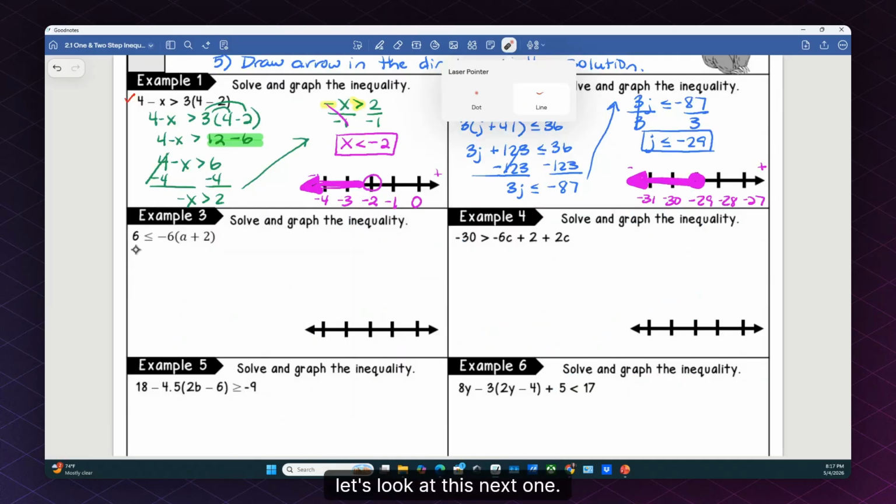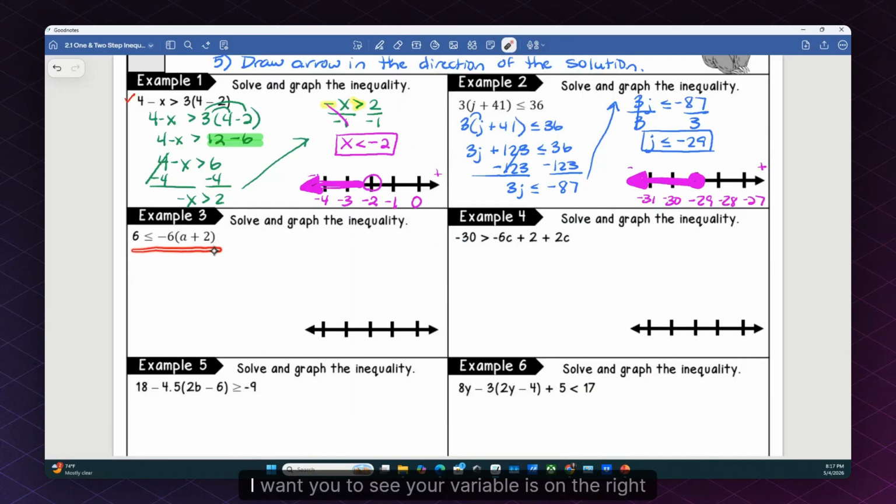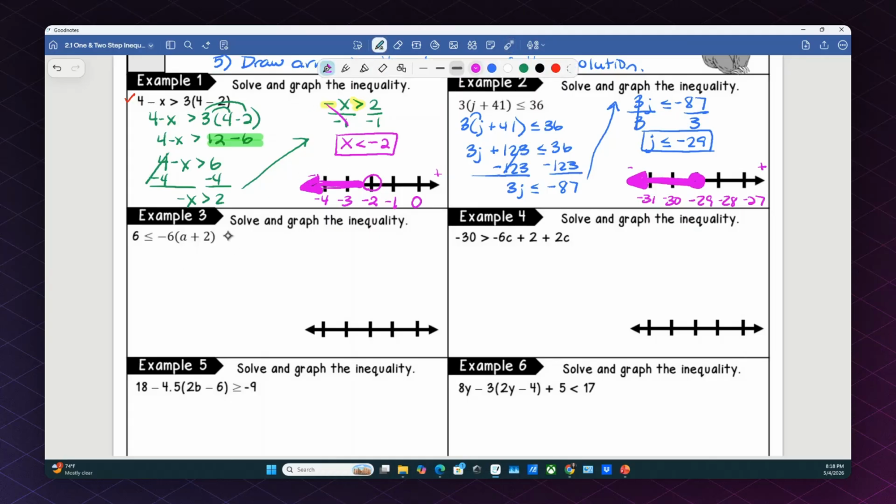Okay, let's look at this next one. I want you to see your variable is on the right of the inequality. We're going to need to look at this just a little bit differently. Now, when I see it on the right-hand side and the left-hand side doesn't have a variable on it, I can just pancake flip this right away if I wanted to. Whoops, I forgot that I had that big ink. I could pancake flip this right away.